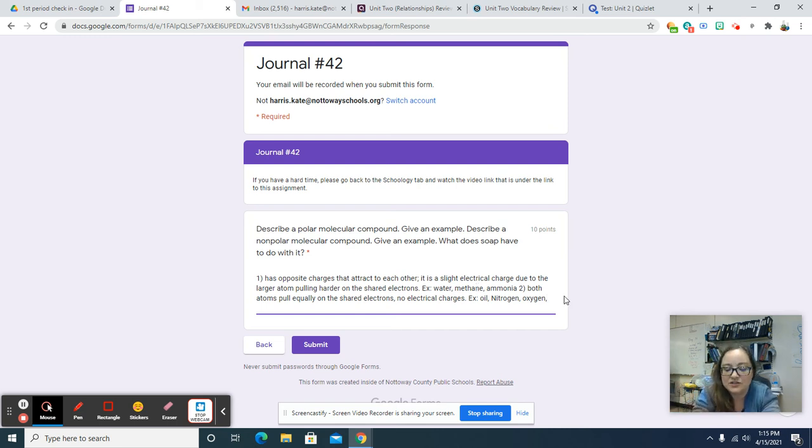And then the last question is, what's soap got to do with it? So soap is a long, complicated molecule. It's got a polar end and a nonpolar end. The polar end bonds with the water. The nonpolar end bonds with the oil and the dirt and brings it in together into the lather that you then rinse away.